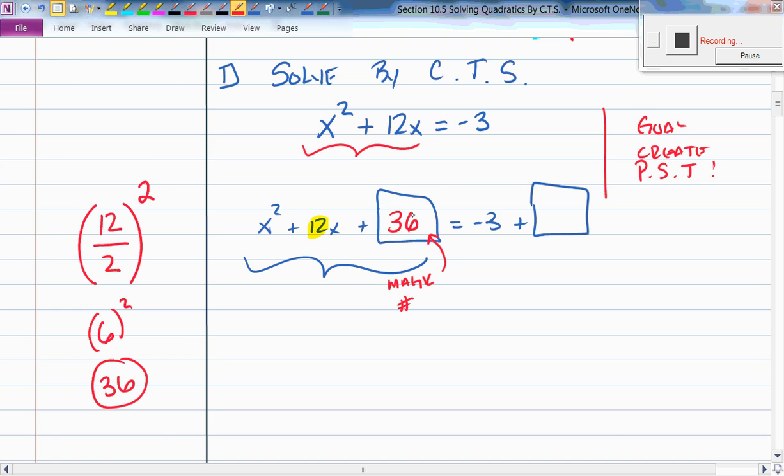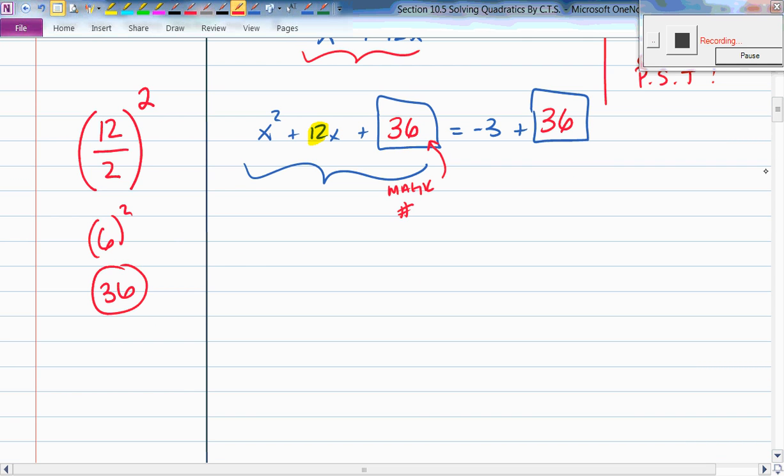Now, whatever I do to one side, I have to do to the other side. So what number goes over here? 36. You guys with me so far still? Okay, good. Now, here's the cool part. This piece right here, this whole entire thing, guess what this is now called? A perfect square trinomial. That's what it's called. It's called a perfect square trinomial. Sasha.